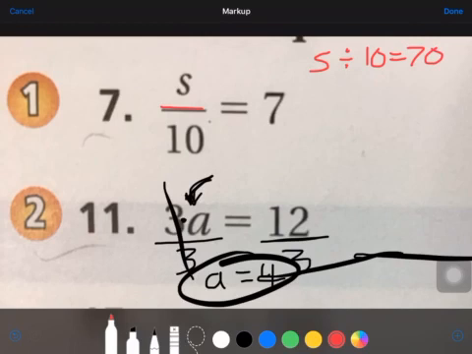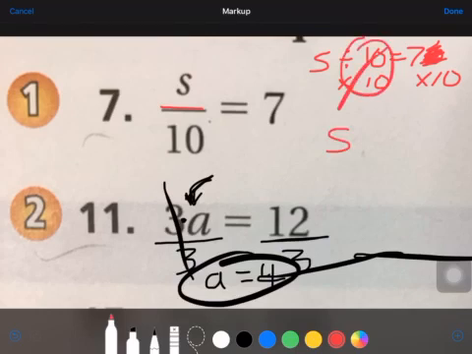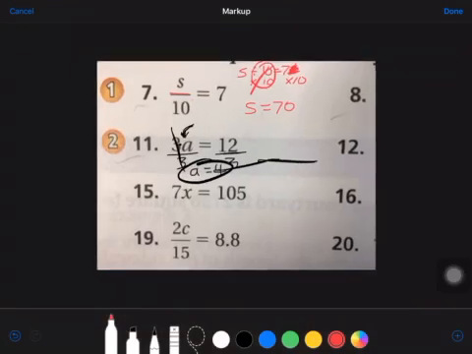So what's the opposite or the inverse of dividing by 10? It's multiplying by 10. So we're going to do that to both sides. Sorry, 7. s divided by 10 equals 7. So we multiply both sides by 10. Those cancel out, and we're left with s on the left side. And then 7 times 10 equals 70.